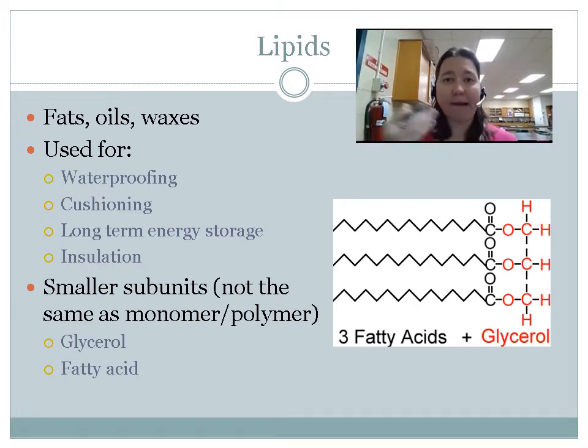Chapstick creates that barrier between your lips. Lotion can do that as well, and there are fats in lotions. If you've ever washed your hands after you put lotion on, it feels really weird.